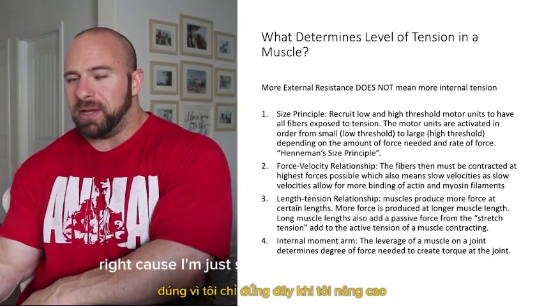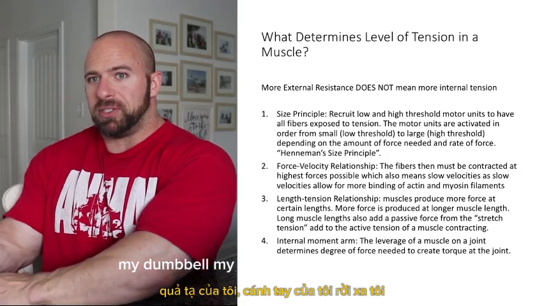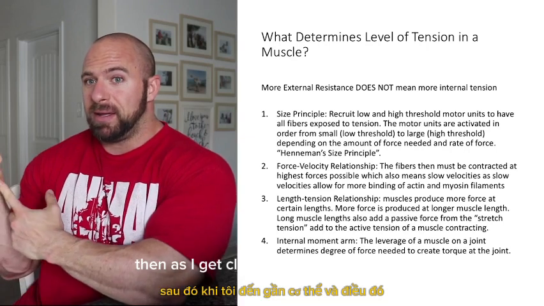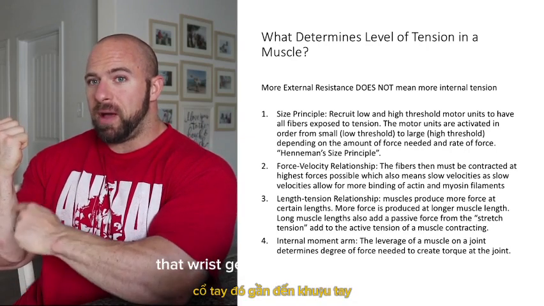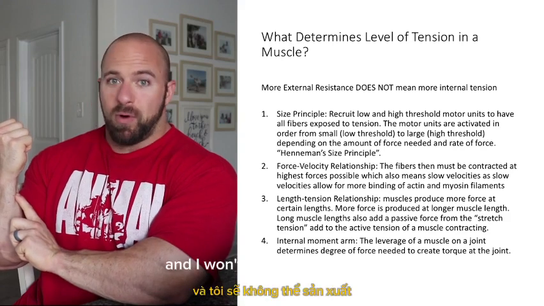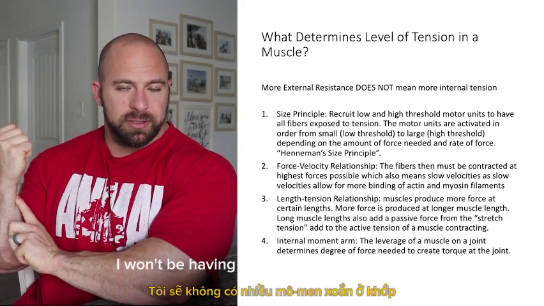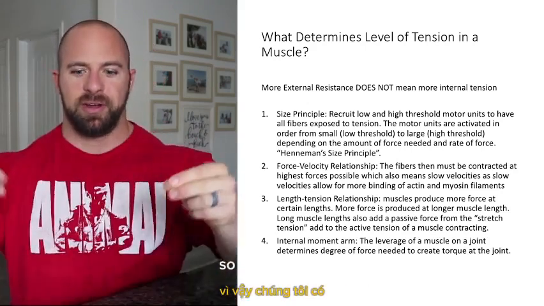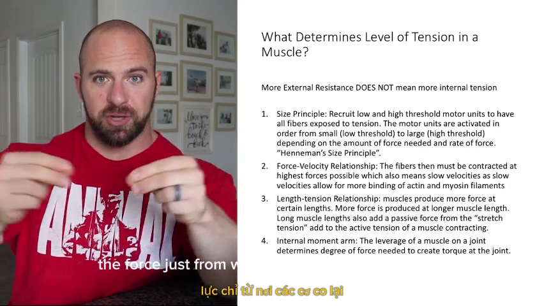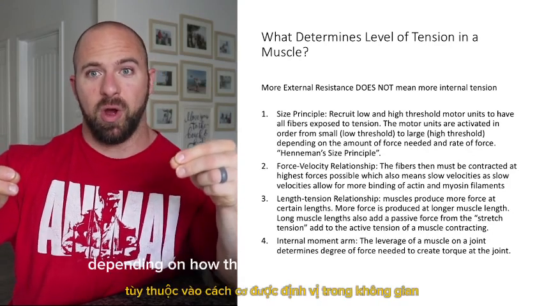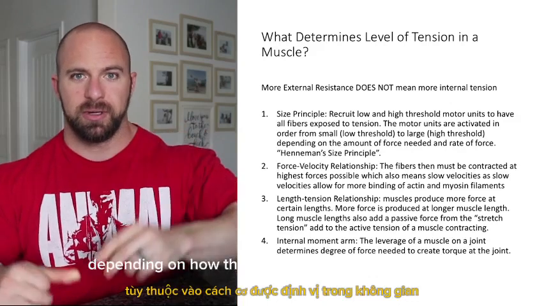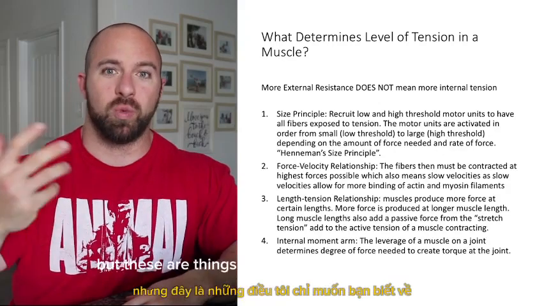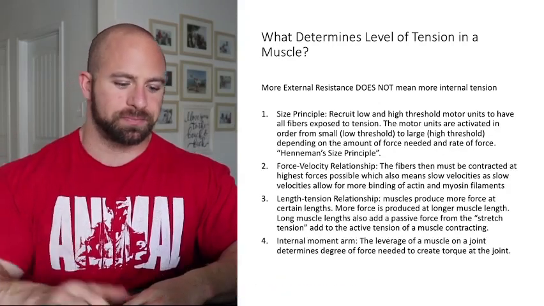As I raise up my dumbbell, my arm gets far away from me. So this is your moment arm, and that dumbbell will get heavier the farther out it goes. Then as I get closer to the body and that wrist gets closer to the elbow, that moment arm decreases, and I won't have as much torque at the joint. So where your moment arm is also affects the force. So we have the force from where the muscle's contracting, but then we also have the force depending on how the muscle is positioned in space. We're going to get into this more when we get into exercise selection and looking at setup, but these are things I just want you to know about how tension is made in the muscle.